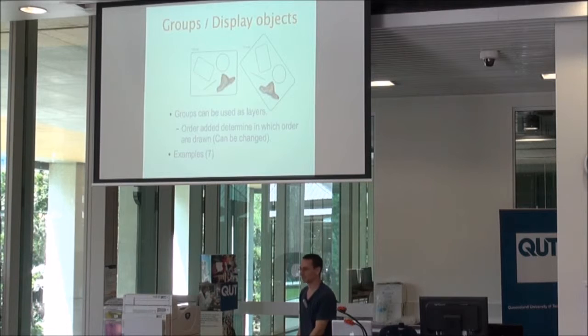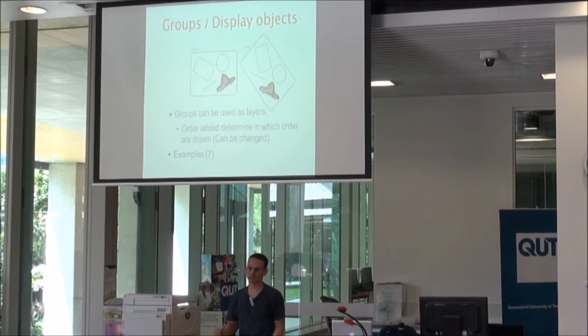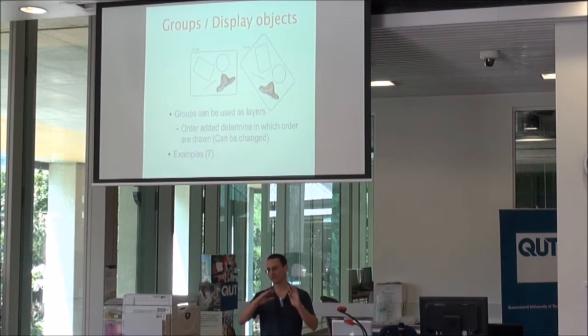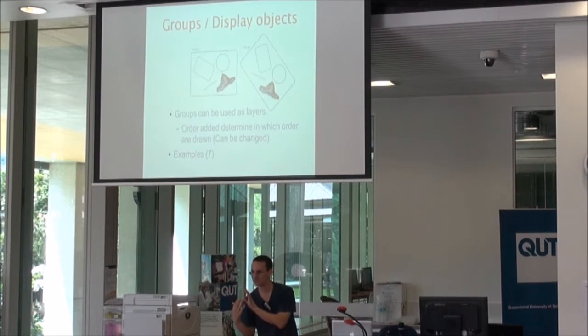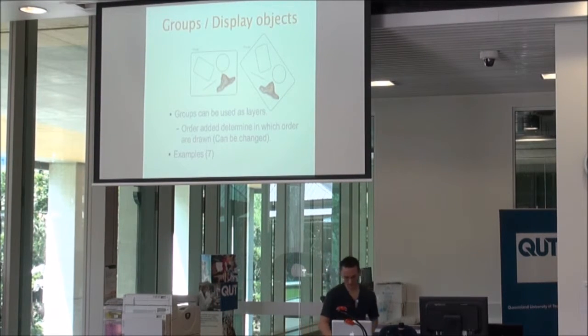Groups can also be used as layers. So if you are working with 2D, you know that layers are one way to organize in which order the objects are displayed. So if you have a background and a foreground and the objects, then you can organize all of those using groups.